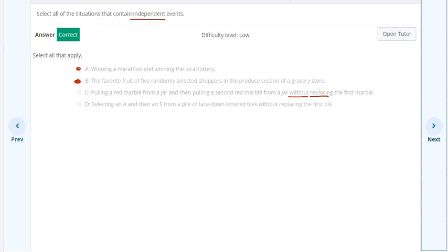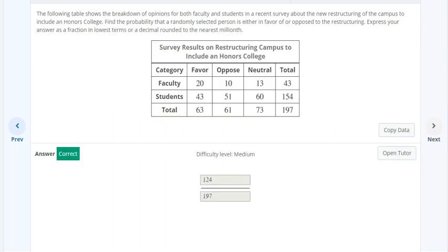All right, here selecting an A and then an S from a pile of face-down letter tiles without replacing the first tile. Again, the key here is without replacing. Now, if you did replace it, it would be independent. Without replacing makes it not independent. Let's go on. Again, I think this is our last one, so let's check it out carefully.